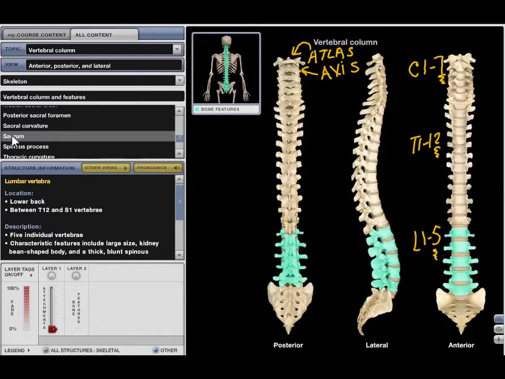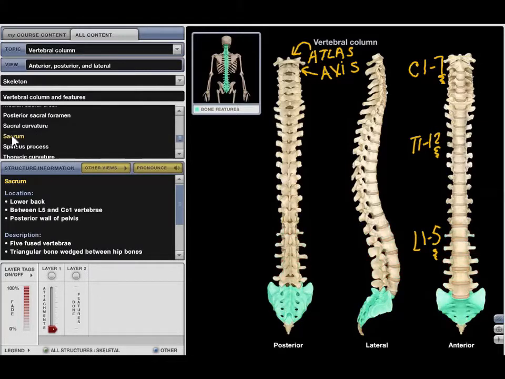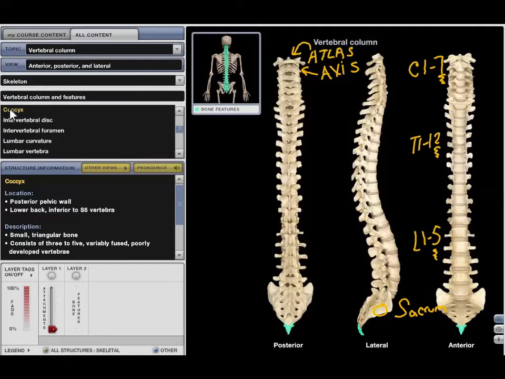If we keep moving inferiorly, we have the sacrum right here. This is the sacrum. And the sacrum is composed of 5 vertebrae, but they fuse into a single bony structure by the time a person reaches about 25 to 30 years old. And it's important to note that the sacrum is the portion of the vertebral column that articulates with the hip bones right here. And finally, we have the coccyx, or the tailbone, which consists of 4 vertebrae that fuse together sometime during puberty.